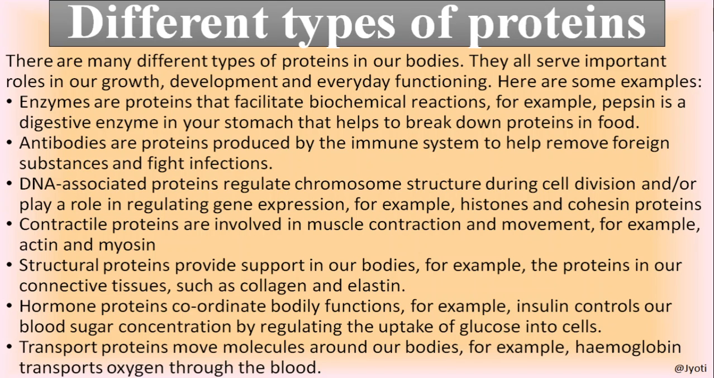Then some hormones are protein in nature and they coordinate various functions in our body. For example, insulin is a protein hormone that regulates the blood sugar. Then transport proteins are present in the membrane as well as in other parts like connective tissues. For example, hemoglobin is a transport protein which transports oxygen through the blood.